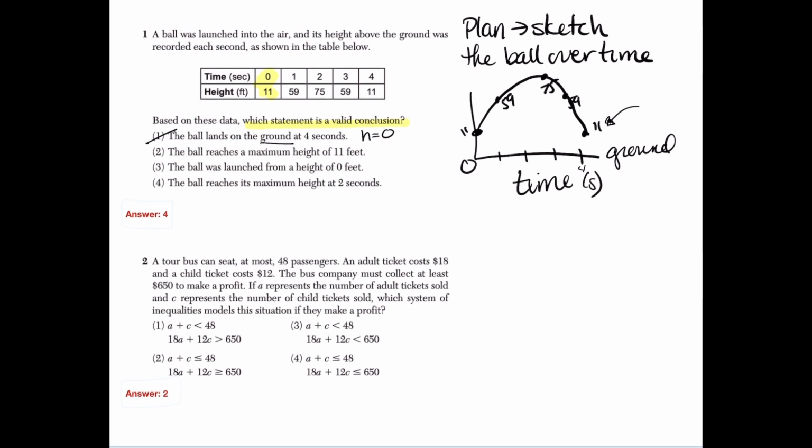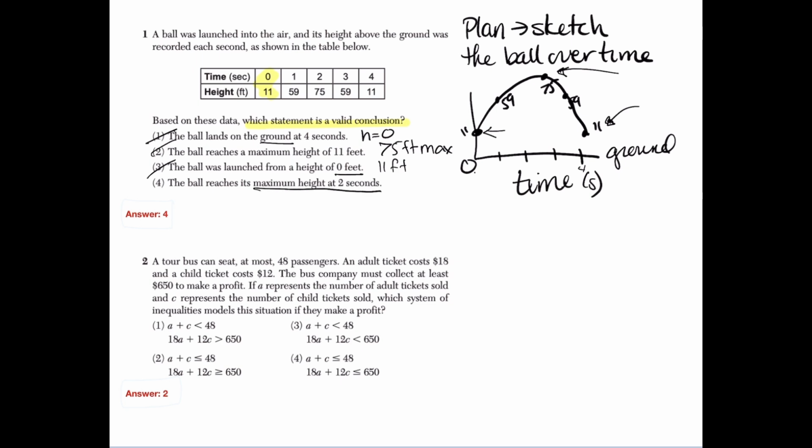In the second one, we have the ball reaches a maximum height of 11 feet. And I know that's not true either. The maximum height was 75 feet. And the third one, it says the ball was launched at 0 feet. So no, when the ball is launched, it's at 11 feet. So that doesn't work.